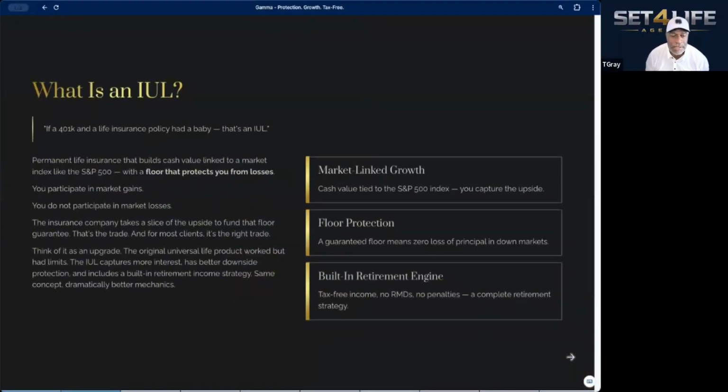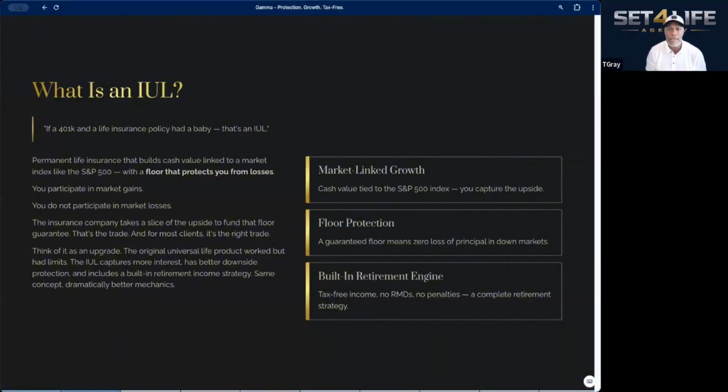What exactly is an IUL? Well, an IUL is what you would get if a 401k and a life insurance policy had a baby. It would be called IUL. IUL is a permanent life insurance, but here's the cool thing. They build cash value, and that cash value grows tied to a market index like the S&P 500. But as soon as you say tied to the market, people think about losses. Well, an IUL has a floor, a minimum that protects you from losses.